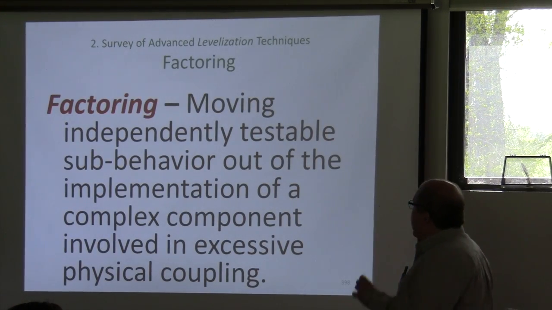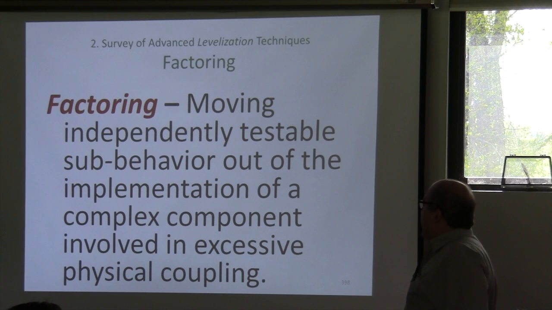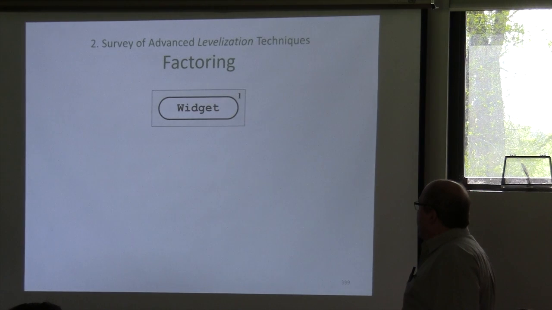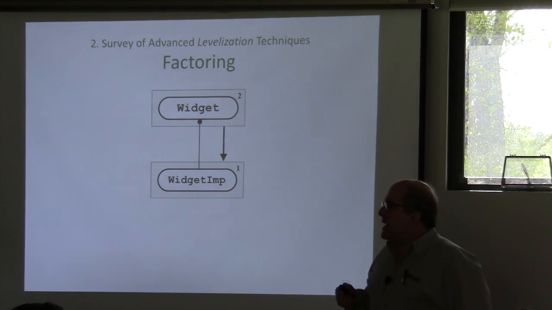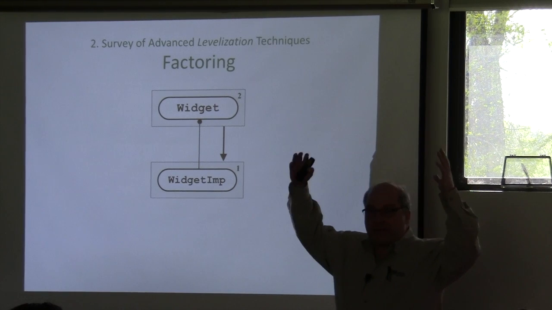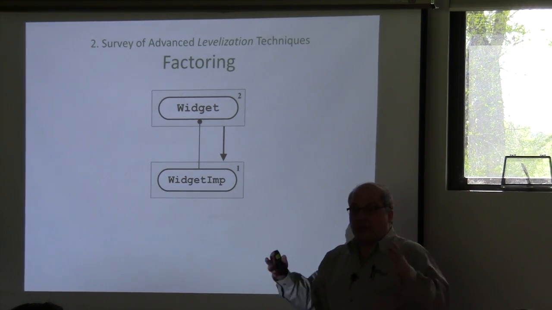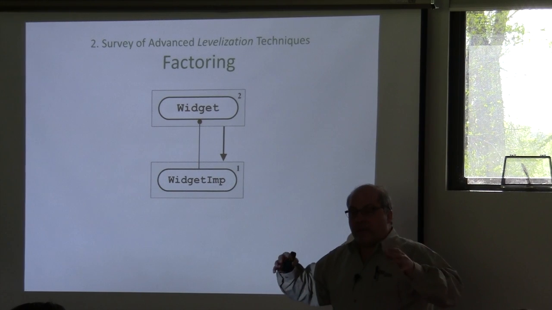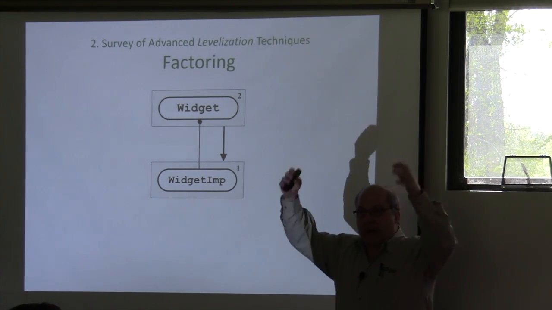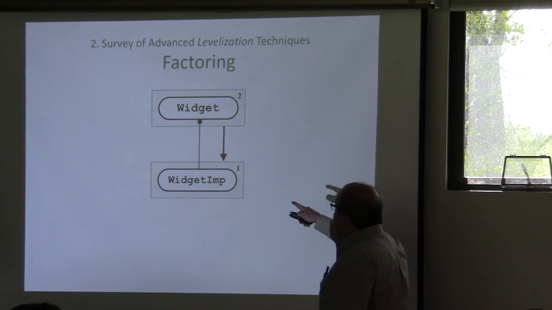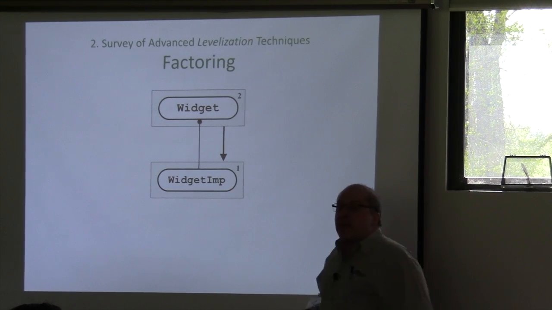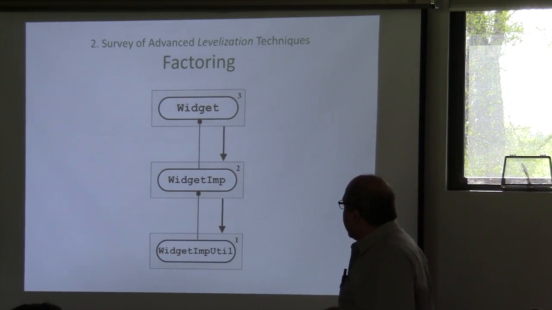Okay. Factoring, moving independently testable sub-behavior out of the implementation of a complex component involved in excess physical coupling. So, I have a widget. Think of the widget as being a TV. If I take the chassis off the TV, I have the widget imp. That's the wires and everything. I can work on that. When I get that all perfect, then I can put the box back on and make sure that the box is connected properly. But even if I take the cabinet off of the TV, there may be things inside some of the components that I can't get to.